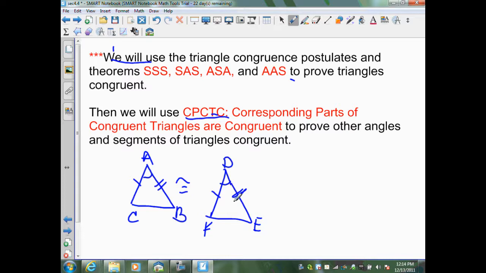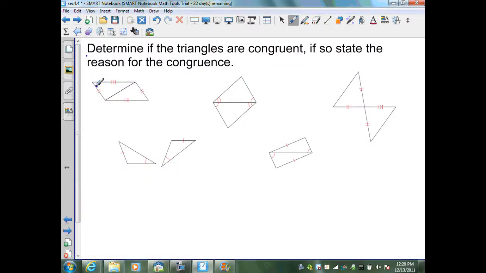Now what I want to do is to prove the other 2 angles in each triangle are corresponding and congruent, and I want to prove the remaining segment in each triangle are corresponding and congruent. And again, to do that, we use CPCTC. Corresponding parts of congruent triangles are congruent. To use the previous definition, I need to still prove that triangles are congruent. So let's take a look at a quick review session of proving triangles congruent by one of the postulates or theorems we've used in the past section.